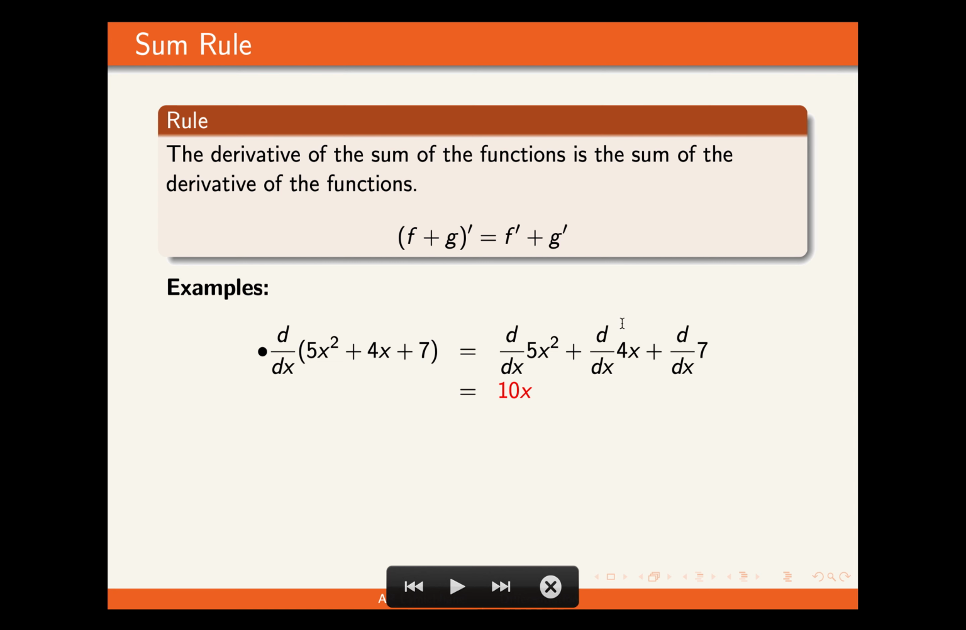Similarly, what is the derivative of 4x? 4 is a constant, take that out, and the derivative of x with respect to x is 1, so 4 times 1 will be 4, right? And then 7 is a constant, so the derivative of 7 with respect to x will be 0. All right, that's it, and we just need to simplify, which is 10x plus 4. So this is the derivative of 5x squared plus 4x plus 7.